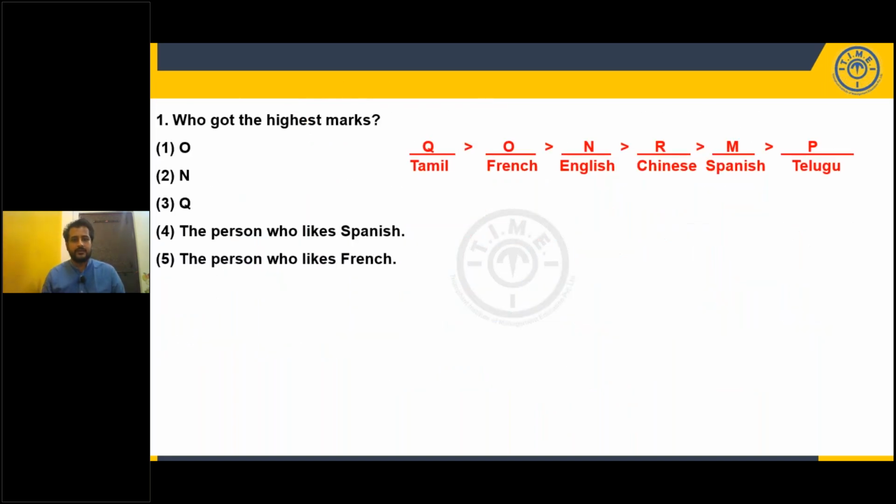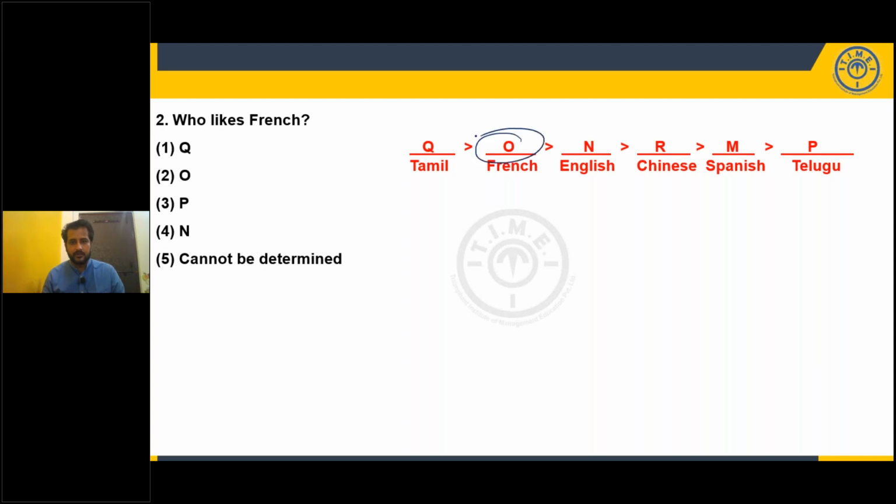Who got the highest marks? Q. Q got the highest marks. Choice 3. And remember, my dear friends, in comparison questions, you need to prescribe one order before placing the clues. Okay, in the arrangement, it should be highest to lowest or lowest to highest. So choice 3. Who likes French? Who likes French? Choice 2 is our answer.